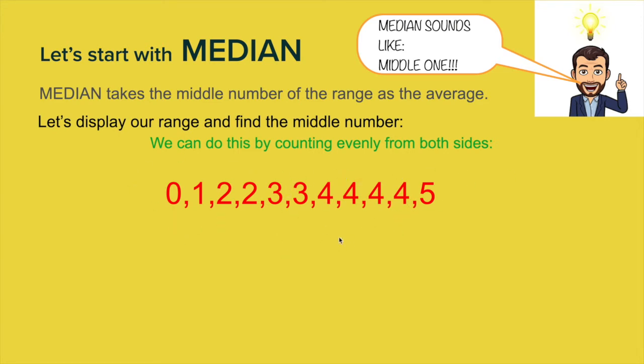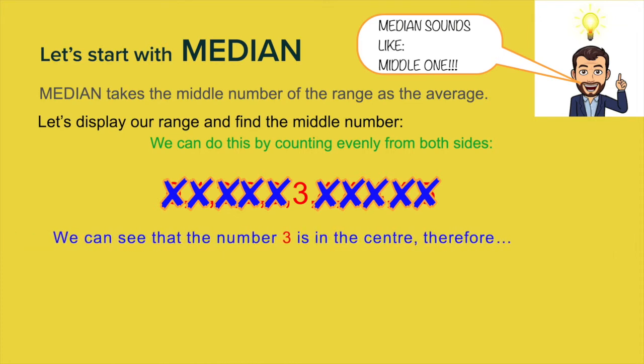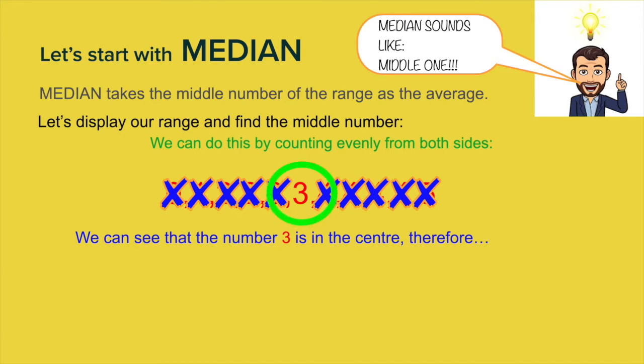Now, it probably looks very obvious, but what if you had lots and lots of numbers? You have to do this evenly. So let's start with getting rid of the first two numbers on each side. Same again and again. So we're just eliminating evenly from both sides until we're left with just one number. And we can see that the 3 is the center. Therefore, yeah, you guessed it, the median average of our data is 3 because it's the middle number on our range. Okay, so that is the median.